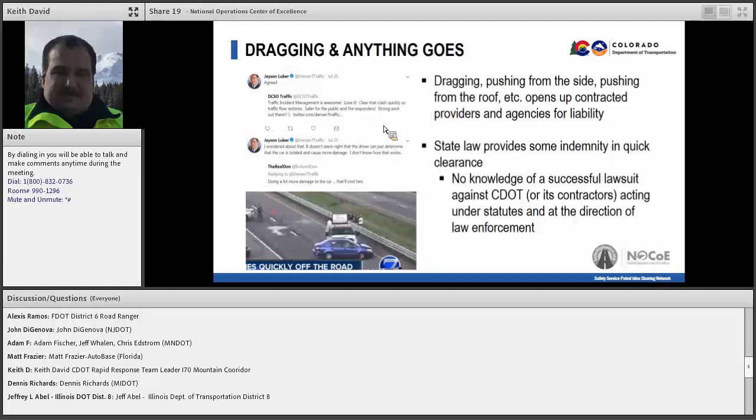State law, again, provides indemnity for quick clearance. To my knowledge, there's never been a successful lawsuit against CDOT or our contractors while we've been operating under the statutes. Part of the liability comes from because the statute doesn't specifically say the contractors are covered. It says specifically either law enforcement personnel or agency employees, which Colorado has for a long time taken to mean CDOT employees. But as I said, to my knowledge, it's never been a successful lawsuit against either of the contractors who run the safety patrols.